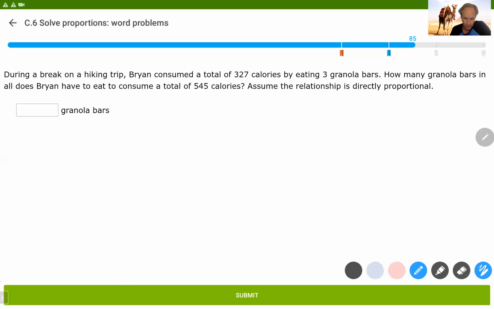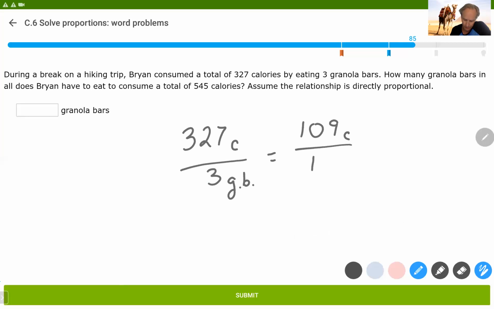327 calories per 3 granola bars. If we reduce that, that's 109 calories per 1 granola bar. That's our unit rate. How many granola bars for 545? And we multiplied by 5, didn't we?